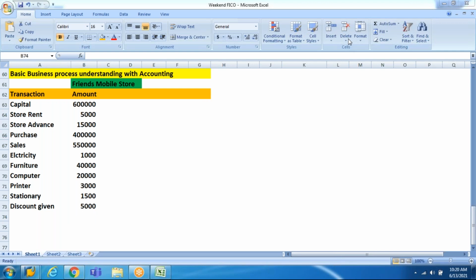Capital expenses and operating expenses. No, capital expense and operating expense will have a name, right? So whatever furniture you purchased is a capital expenditure. Computer is a capital expenditure. Printer is also treated as a capital expenditure because these give you benefit for more than a year. And stationery, discount, electricity, store rent, these are all your operating expenses.